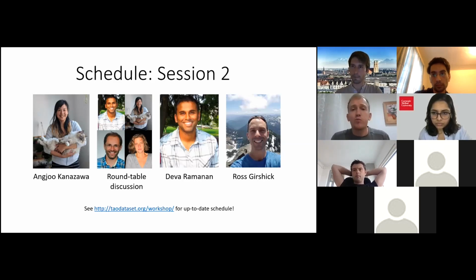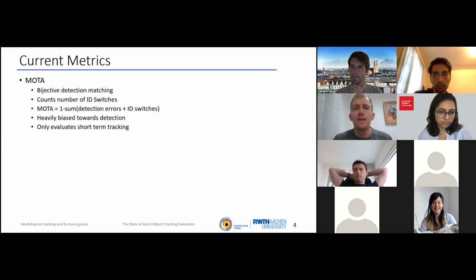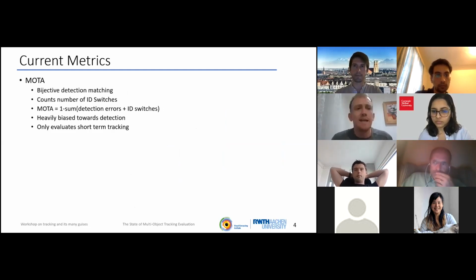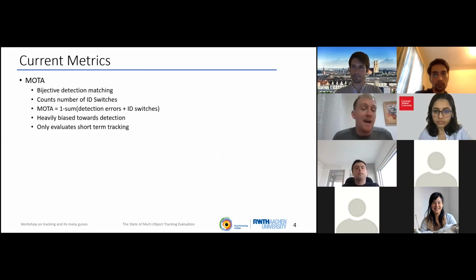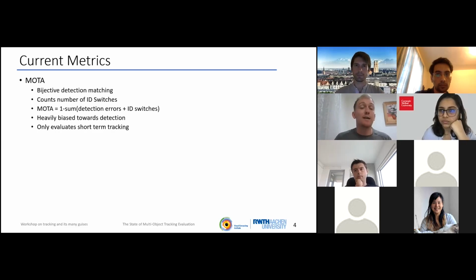So I'm going to give a little brief talk on the state of multi-object tracking evaluation. The most commonly used metric, which is not used in the workshop for this benchmark but is used in many other benchmarks, is MOTA. In MOTA, it's calculated by bijectively matching ground truth and predicted detections together, and then counting the number of ID switches that occur. These ID switches occur when the ID for a predicted track switches relative to the correct ID for the ground truth track.